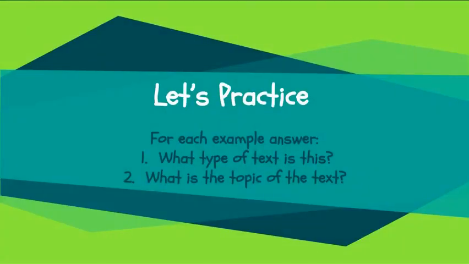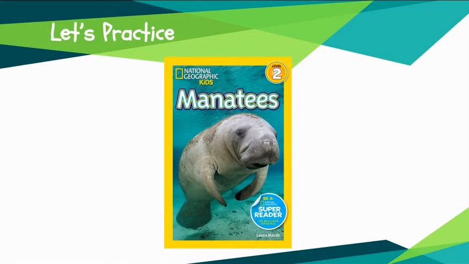So let's practice. For each of these, we're going to identify the type of text and then also what the topic of that text would be. Our first example here is a book. We know this would be a book because we're seeing the cover. We also would know that it has hard or paperback surfaces on each side. It has lots of pages. So when we see something like that, that would be the book. Usually the title will give us the topic of that book. In this case, this is a book that's going to be about manatees. That would be the main topic of the text.